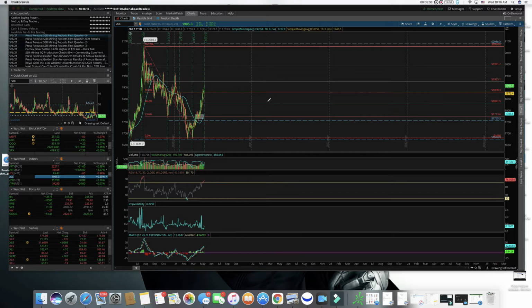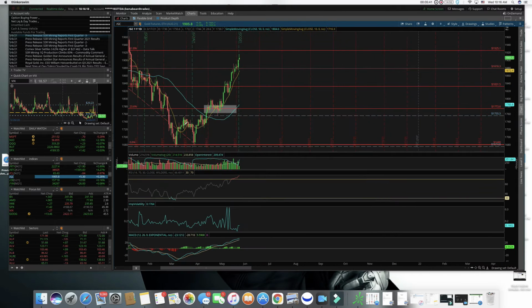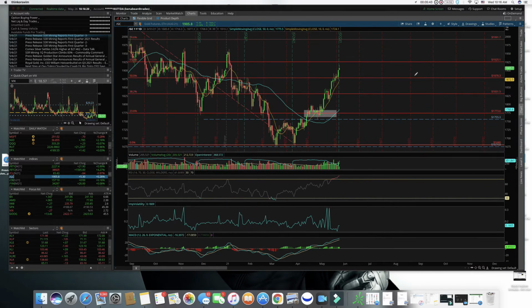Gold still looking strong, making substantial gains in the past couple of months now. Gold is up over 14.6% from the lows. So with that being said, gold is seeing some substantial gains. Don't be surprised if a pullback happens anytime now.